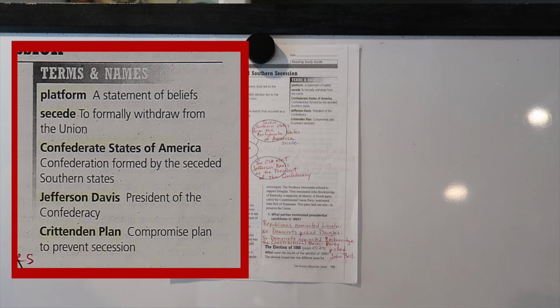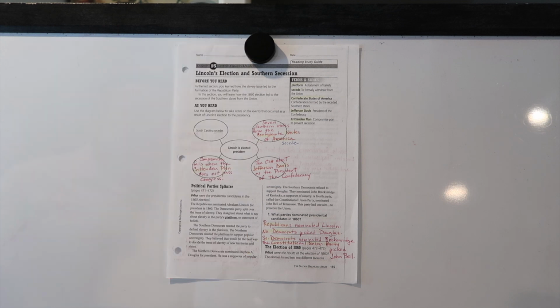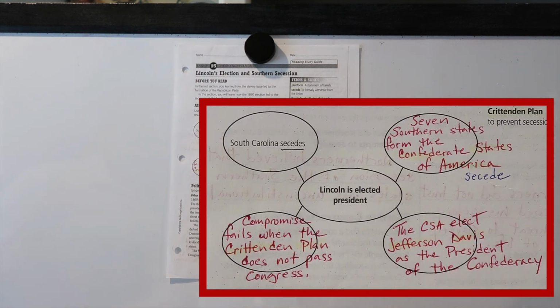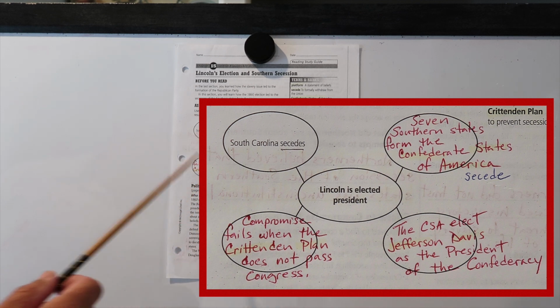So take a moment, if you have to, pause the video and add to your terms and names if you need to. Right after that is, of course, the required bubble map, and it's different than the using graphics on page 475 that you were asked to do. So you've got to make sure you add this bubble map. And in the middle, it shows Lincoln is elected president, and it just kind of shows 4 of the big events that happened having to do with Lincoln as elected.